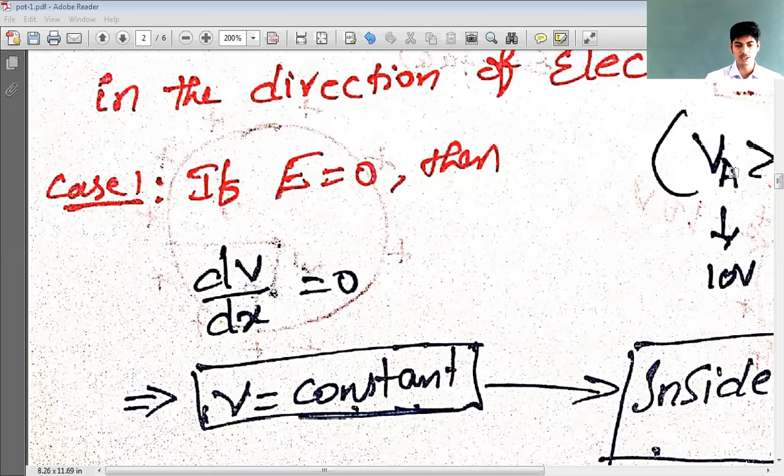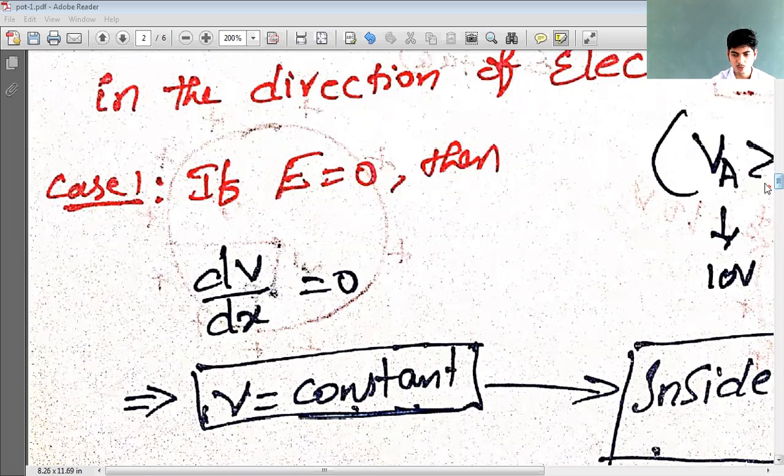Is my question clear? You have to find out electric potential at a point which is at a distance 1 cm from its center. The point which is at a distance 1 cm from the center will be inside the shell of radius 5 cm or outside the shell? The point will be inside the shell.